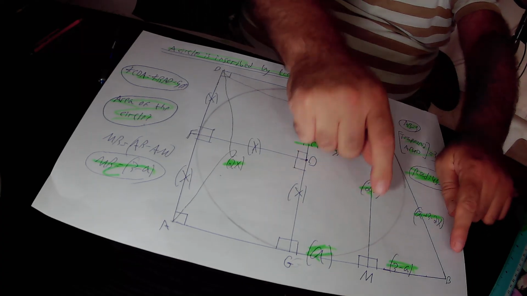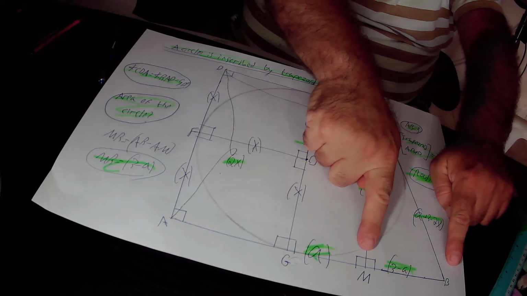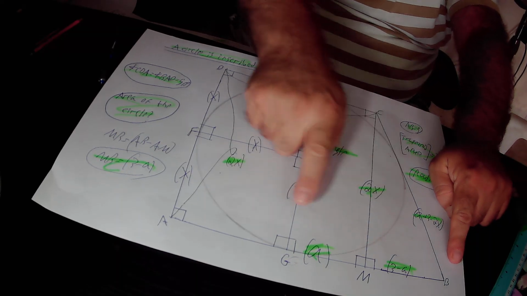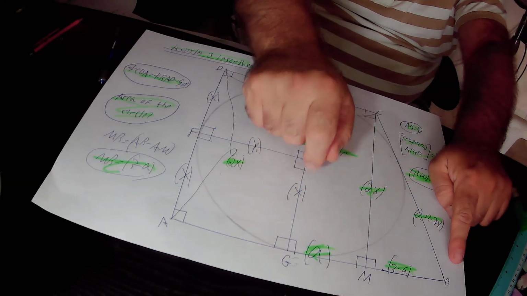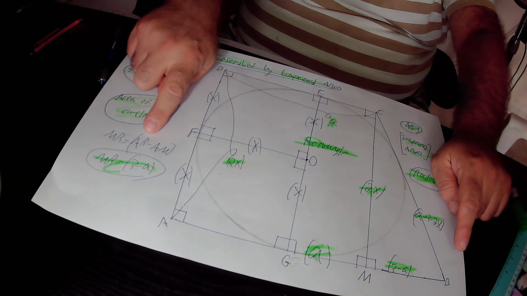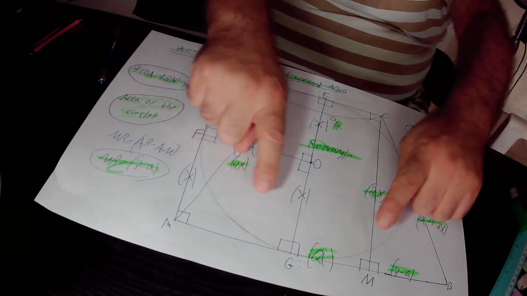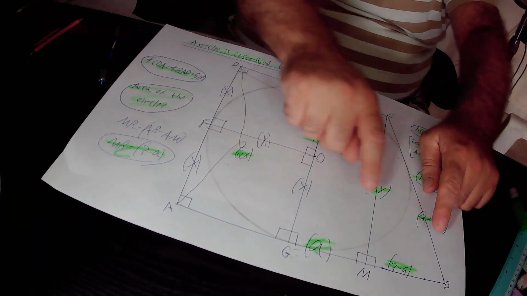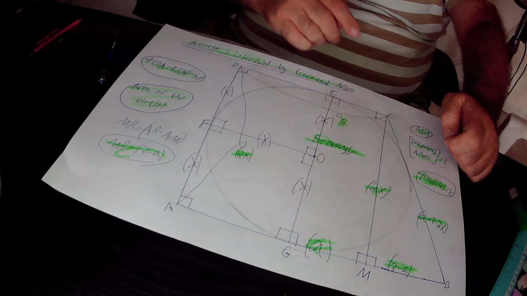What is the length of this missing side MB? From the drawing, it is very easy to see that MB in total equals AB minus AM. So MB equals AB, that is 3, minus AM, that is a. So in total, MB equals 3 minus a in length.